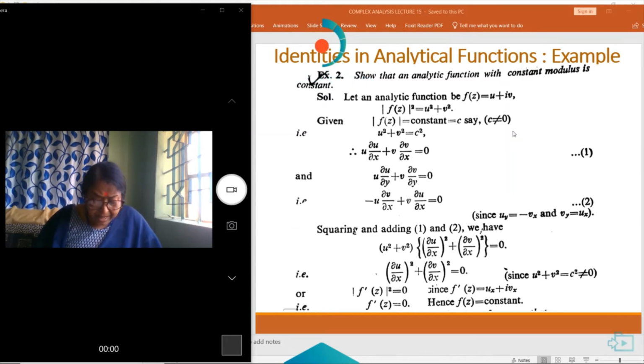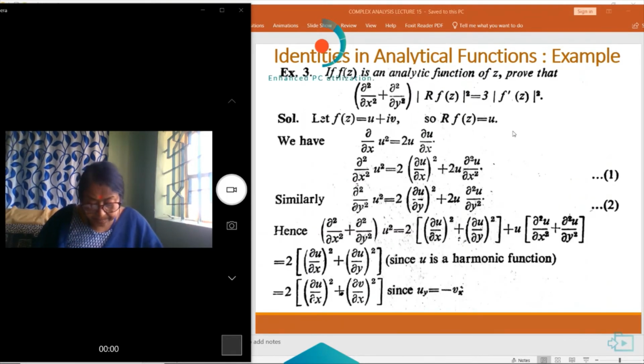Now, modulus of f dash z the whole square is equal to 0, since f dash z is equal to u_x plus i v_x, and since u square plus v square equal to c square is not equal to 0, that is f dash z is equal to 0, hence f(z) is a constant quantity. Proved.